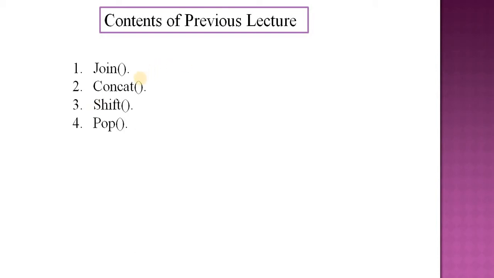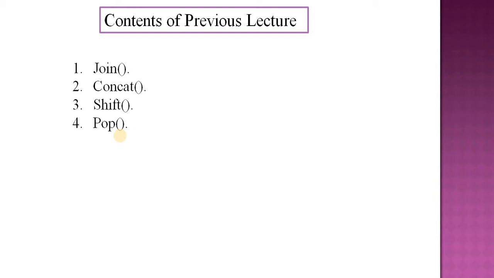Next is the shift method. The shift method is used to remove the first element from an array and returns the removed single value. Last is the pop method. The pop method is used to remove the last element from an array and returns the removed element. This is all about the contents of the previous lecture.